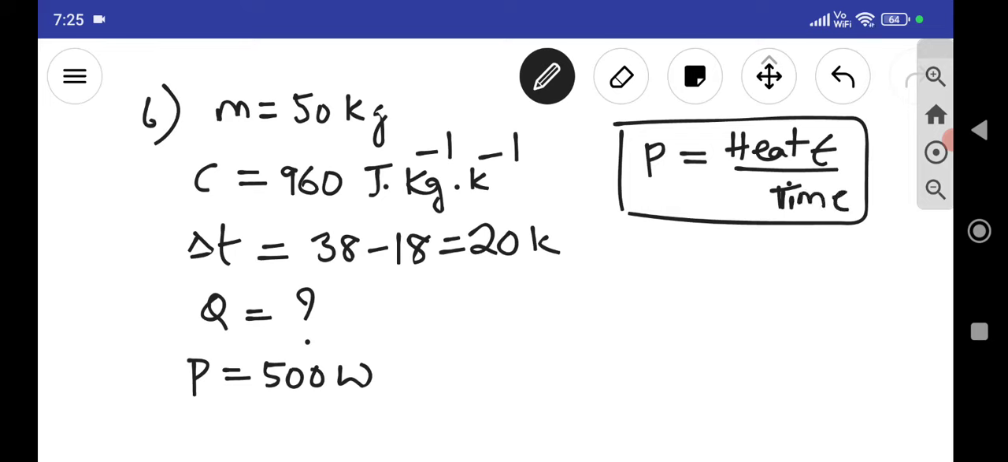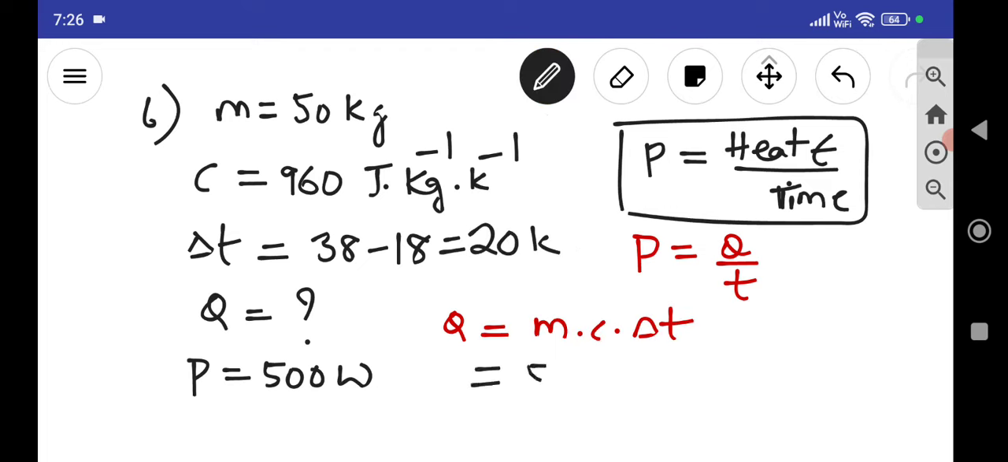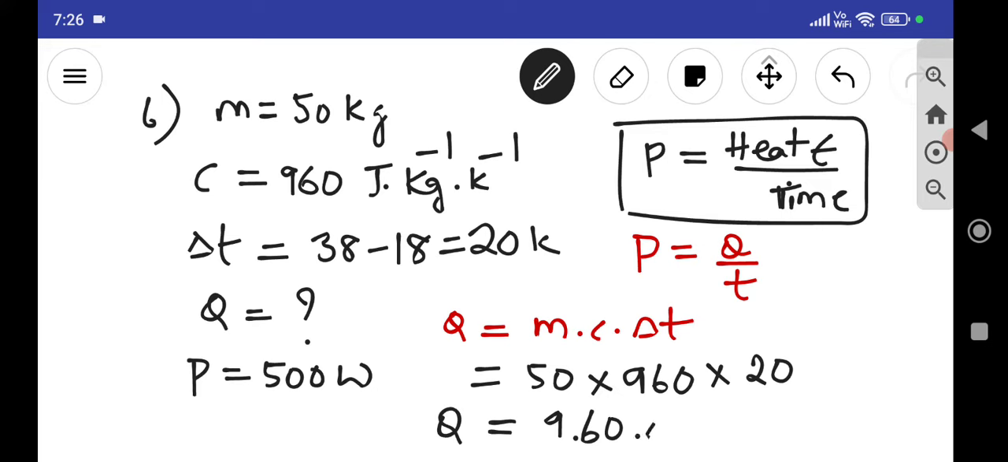Next, first find out Q. Then we can substitute here Q by T, nothing but P is equal to Q by T. Right, so let us substitute the Q value as MC delta T. Mass, you know, 50 kg. Specific heat capacity 960. Delta T is 20. So we get a value of 9,60,000 joule. Hope you have understood this.